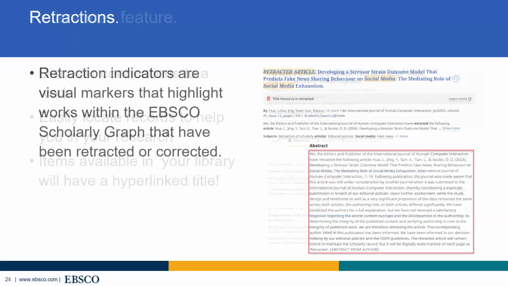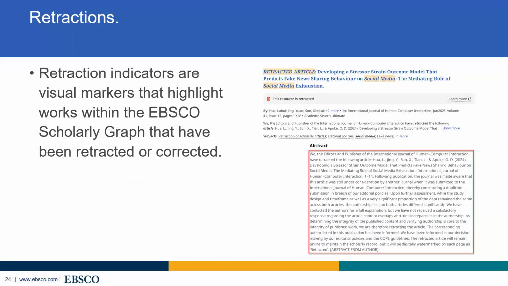Next, we've got retractions. Retractions are articles or papers that have been officially withdrawn by the journal or publisher. This usually happens because of errors, ethical issues, or misconduct in the research. Retractions are important because they help maintain the accuracy and integrity of the scientific record. Now, if you come across a retracted article, it means that its findings should not be relied upon for research or citation.